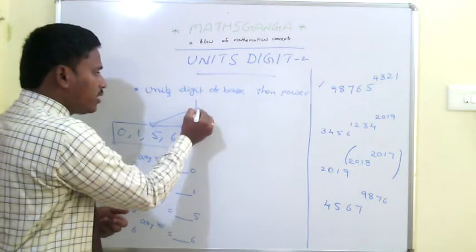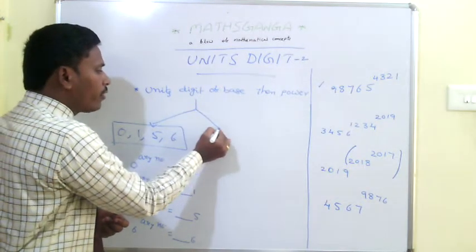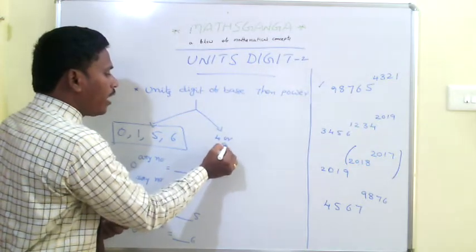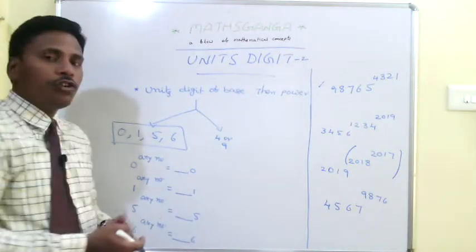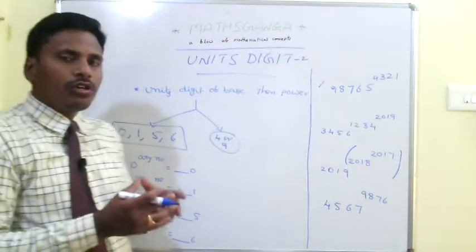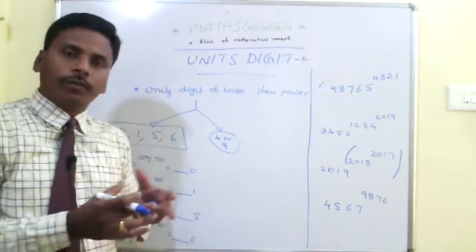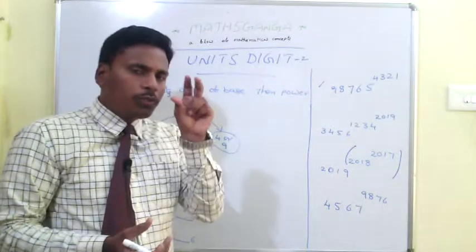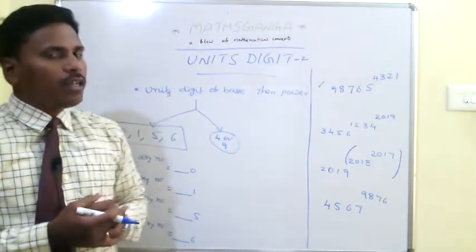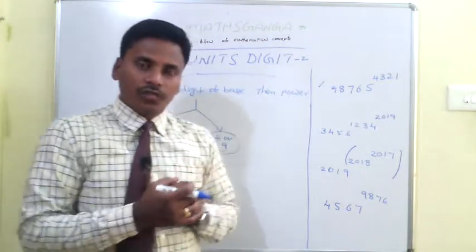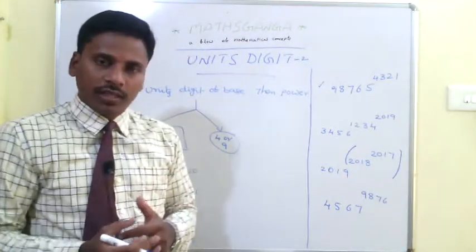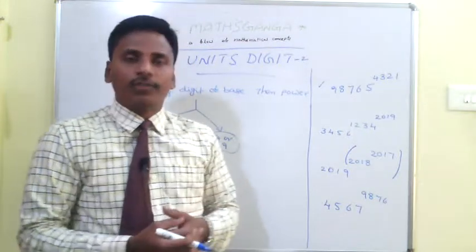And the next one is, if the unit digit of the base is either 4 or 9. To find the unit digit for the powers of 4 or 9, again we need to observe the powers of 4. 4 power 1 is 4, 4 square is 16, 4 cube is 64, 4 power 4 is 256, and then again 4 power 5 ends with 4.